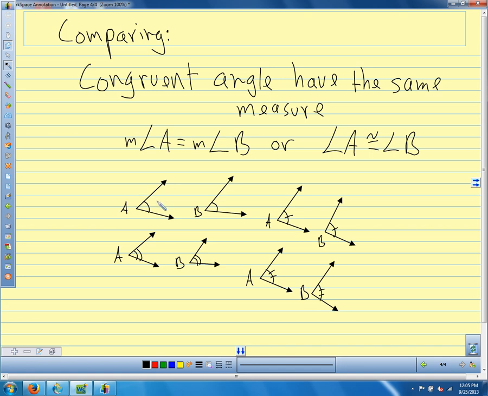So we can use one arc, two arcs, three arcs, four arcs, five arcs. Usually it gets more confusing after three. You can use one tick, two ticks, three ticks, four ticks. Usually you won't see more than two or three. So that's how we compare angles. We say they're the same measure, or we say they're congruent. And this is what it looks like in pictures.